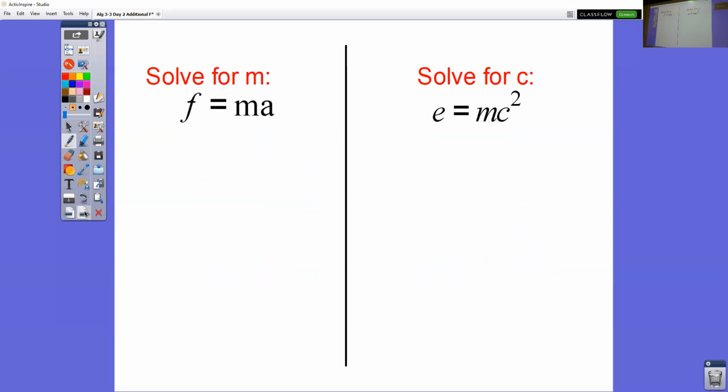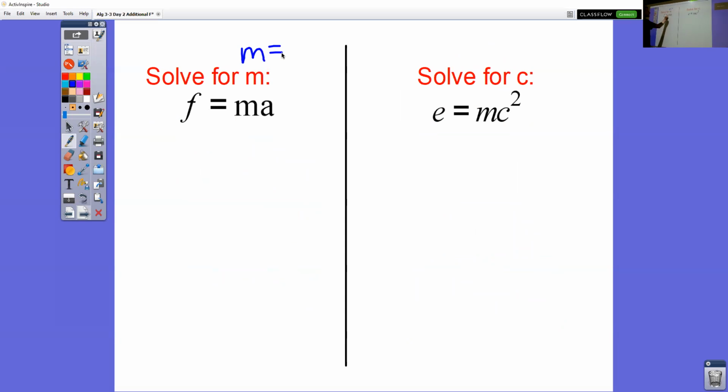In the next one, F equals MA. So we're going to solve for m. So we want to try and get that m all by itself. Well, when two letters are next to each other, that really means times. That really means m times a.